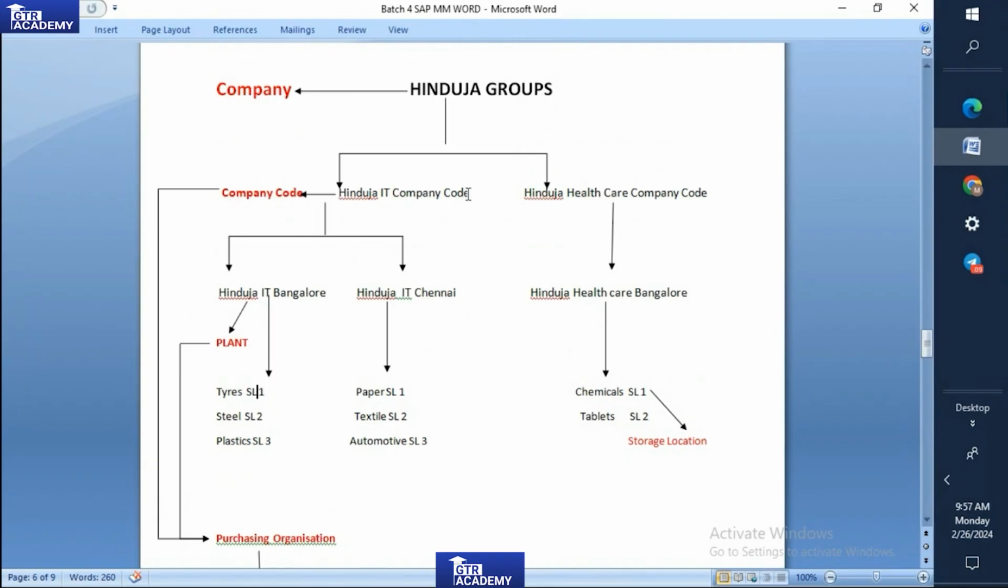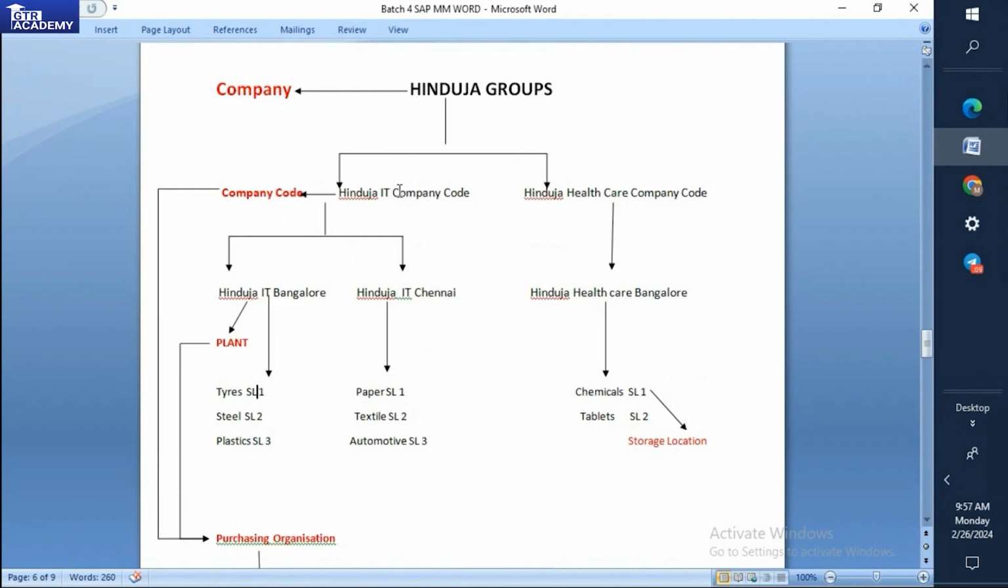As I told in the beginning, for example, for the Hinduja IT company code, they are maintaining a different accounting unit, and for the healthcare domain, they are maintaining a different accounting unit. Whatever the profit, loss, and balance is happening in IT, that data will all be maintained here. And in healthcare, whatever profits they are getting, whatever losses they are facing, and whatever the balance requirement is, it's completely an independent accounting unit. So we can't merge these two.